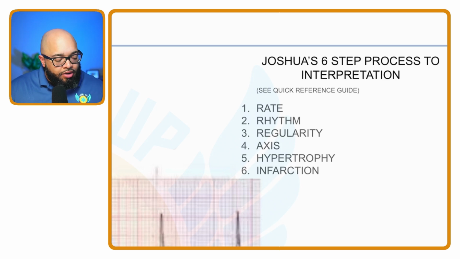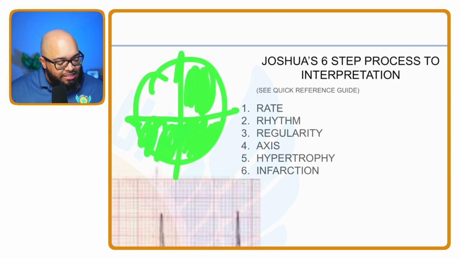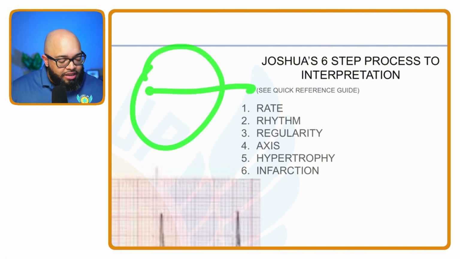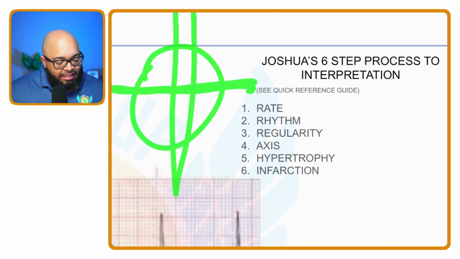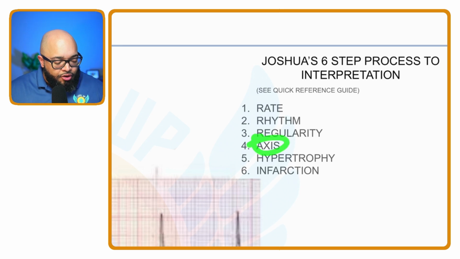Step number 4 is we look at axis. We're trying to figure out, compared to normal, is it a normal axis? Is it left axis deviation? Is it right axis deviation? Or is it extreme right axis deviation? What 2 leads do we look at? We look at lead 1 and we look at lead aVF. So 1 and aVF, okay? Of course, we can also figure out the mean electrical axis.